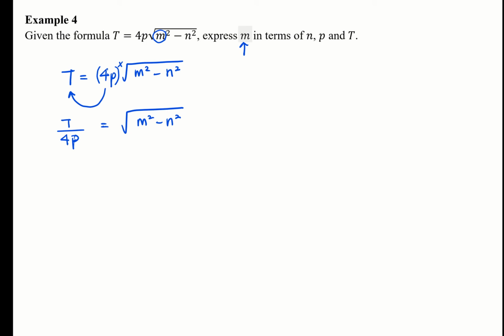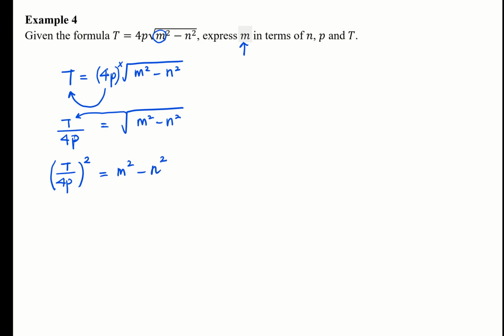Next we are going to get rid of this square root. How do we get rid of this square root? The opposite of square root is actually square. So if I were to get rid of the square root over here, we bring it over, and the opposite of square root is square, right guys? So we are going to write it squared like that. Now there's no more square root on my right side, left only m squared minus n squared.